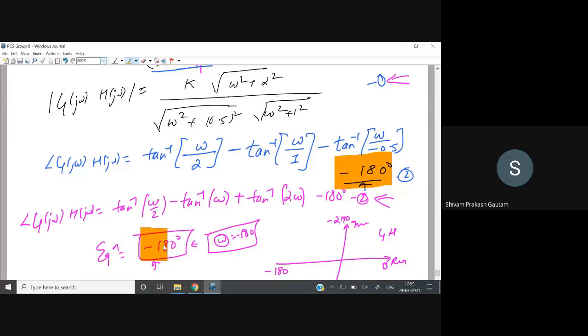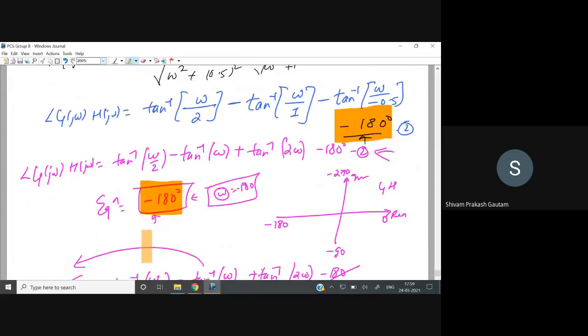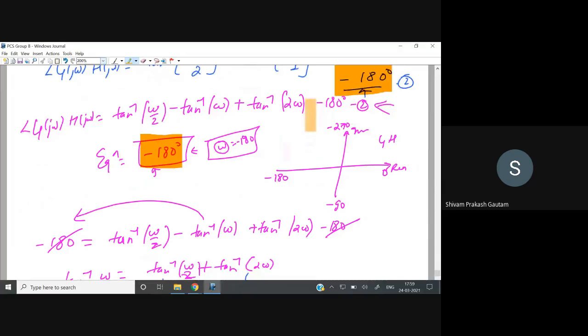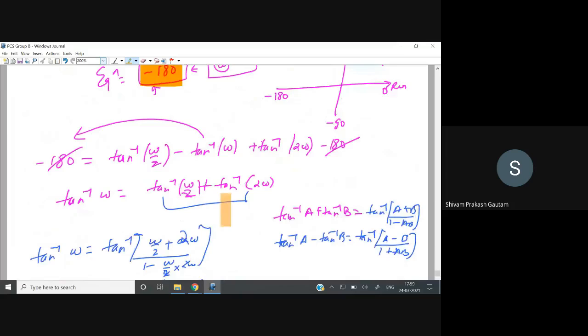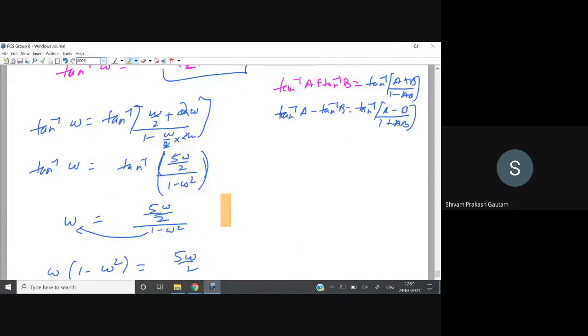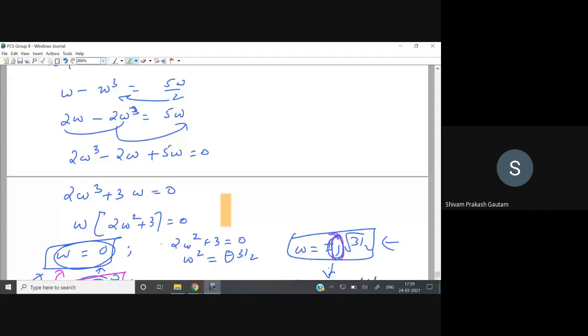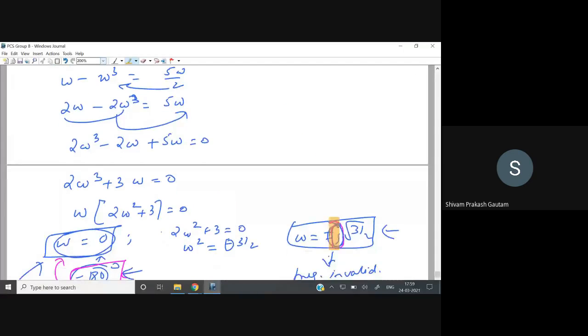At what frequencies is our plot cutting the minus 180 degree line? This is to be sure. So what I did, we put equation 2 equal to minus 180 degree and calculated the different values of omega, that is frequencies. You can see we have got omega equal to 0 and this is imaginary. Frequency cannot be imaginary, so we have rejected this part and taken omega equal to 0.